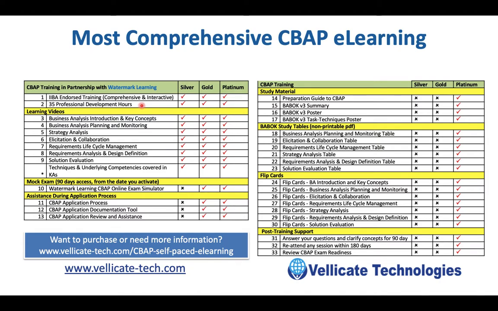There are three packages available that you can choose from. The silver package is a basic e-learning package that comes with all the videos of the training: all the knowledge areas plus the business analysis introduction and key concepts, underlying competencies, everything is covered. So you receive a comprehensive video recording, and that's what is included in the silver package.